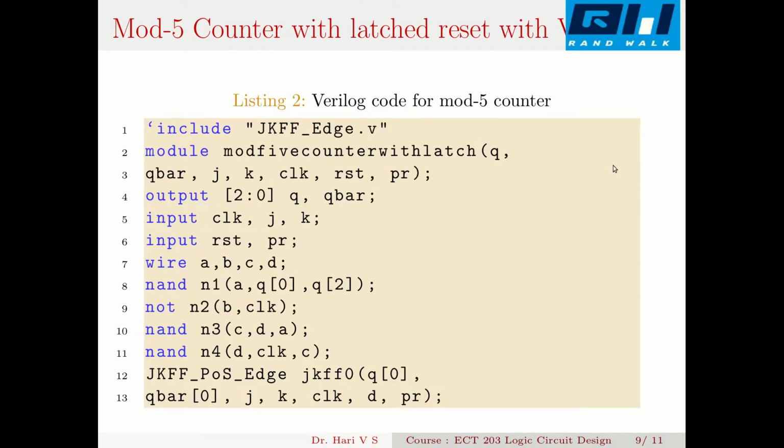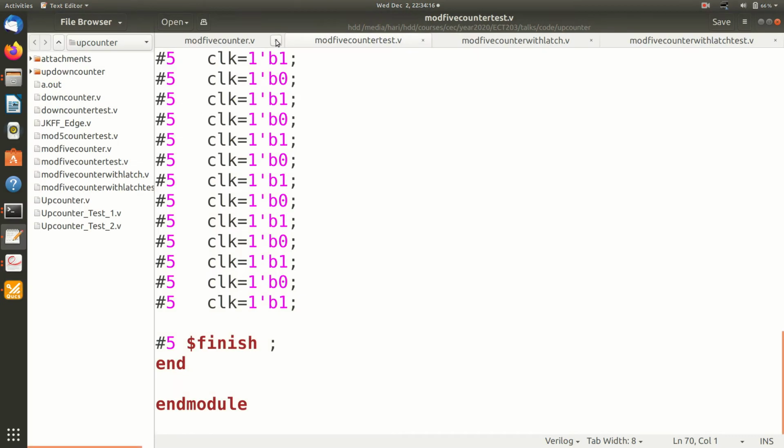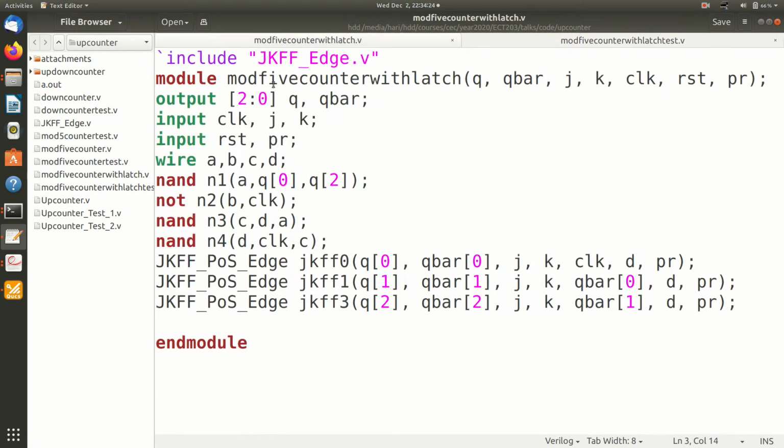Now you can have a Mod-5 counter with latch in Verilog. You can see this. This is a Mod-5 counter with latch. Here also I include my JK flip-flop. I start a module. Other things are the same, but here I make a latch like this with the help of NAND and NOT gates. Here this NOT gate is used for inverting the clock.